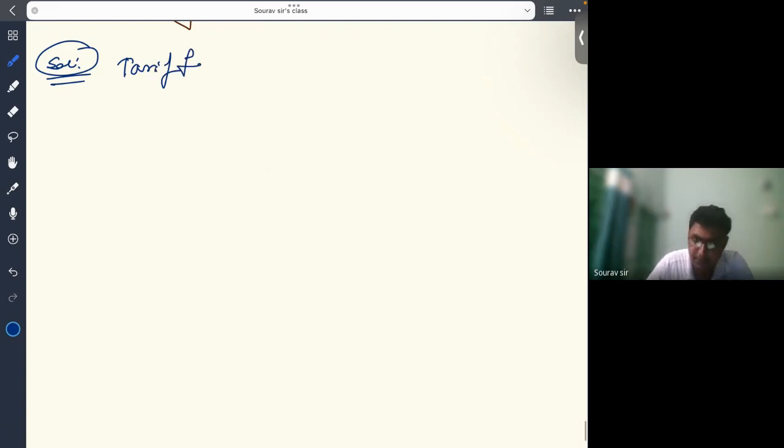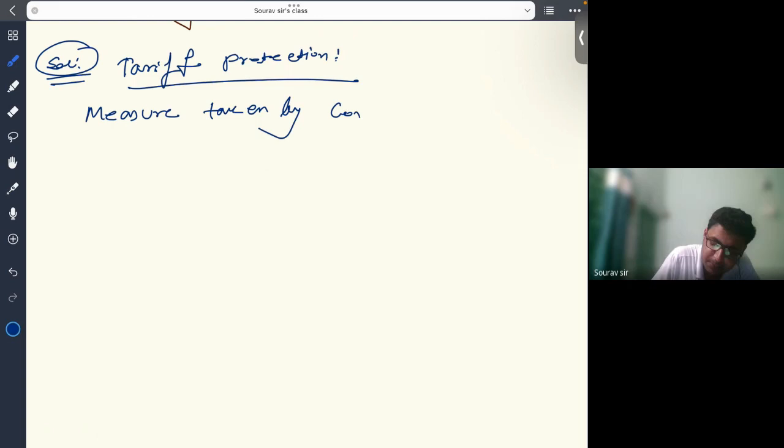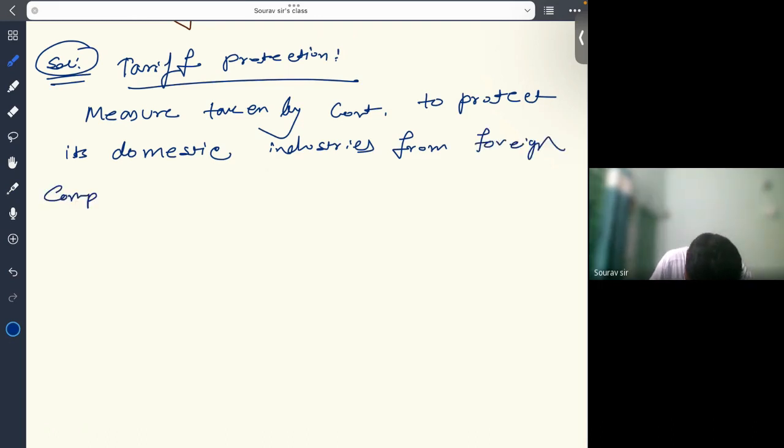So let's define what is tariff protection. It is a measure taken by government to protect its domestic industries from foreign competition by imposing tariffs or taxes on imported goods.